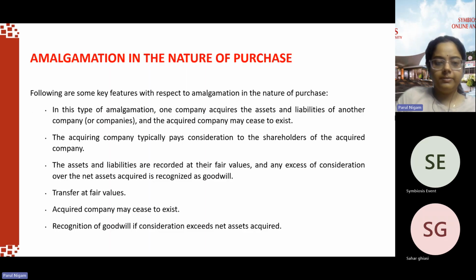Okay. So amalgamation in the nature of purchase. These are some key features with respect to amalgamation in the nature of purchase. One company acquires the assets and liabilities of another company, and the acquired company may cease to exist. So there is only a slight difference.